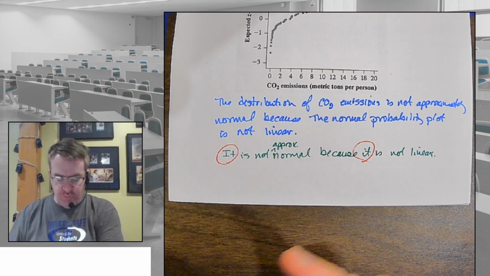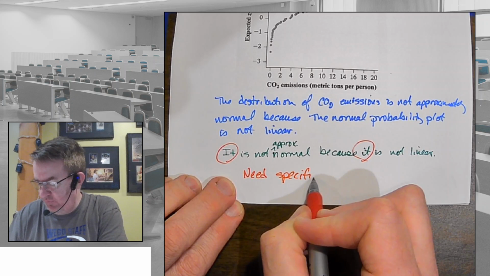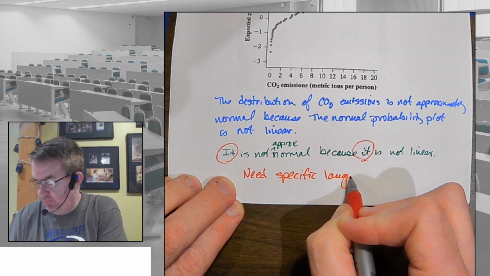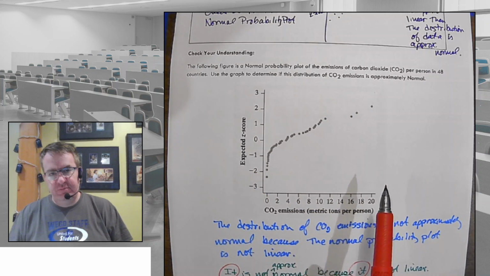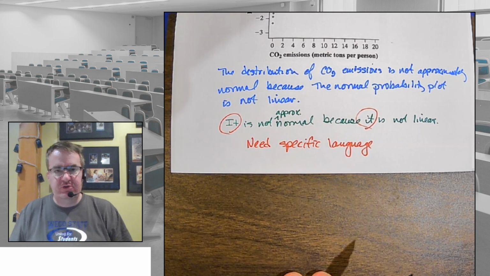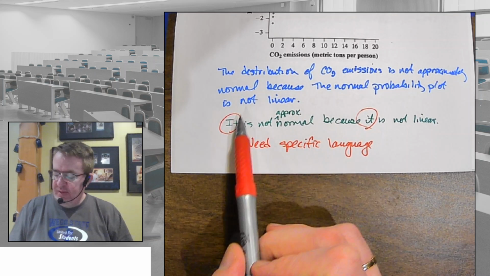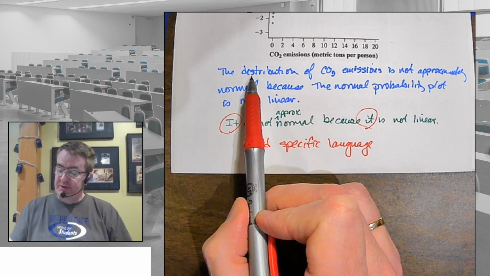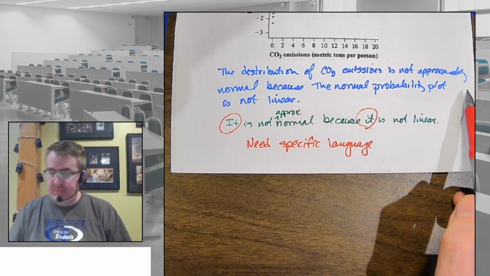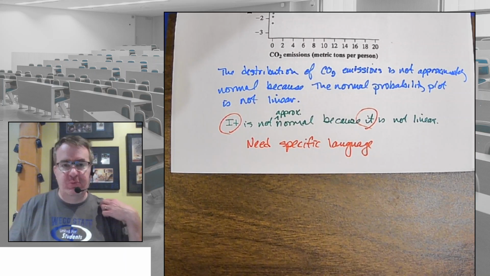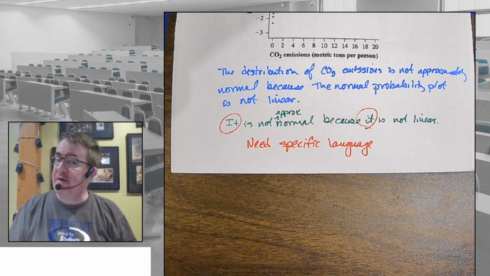Okay, you must be specific. You need specific language. It doesn't matter that what we're talking about is up here. You need to sound like a statistician. You need to sound like an adult. You need to be clear with what you're saying. So, it is not approximately normal. What isn't? Oh, the distribution of CO2 emissions. Because it is not linear. What's not linear? The normal probability plot. Okay? You need to have those points. If you do it the other way, I can promise you, you're not going to get full points on the AP exam, and you're not going to get full points on my test.